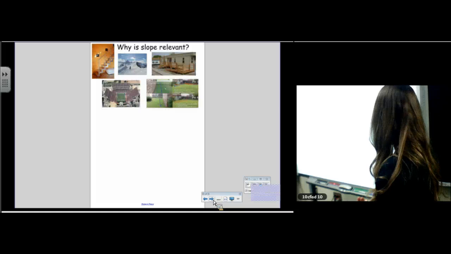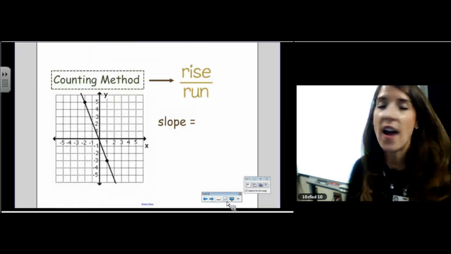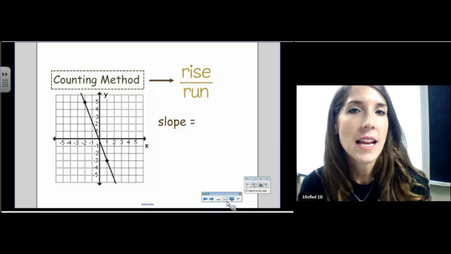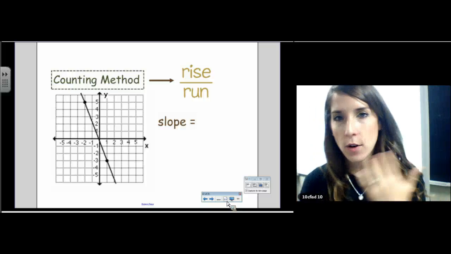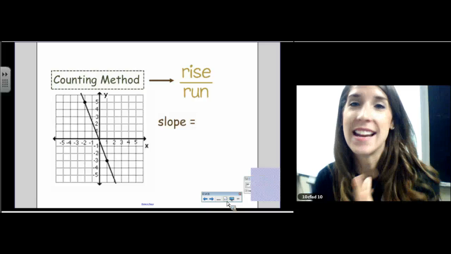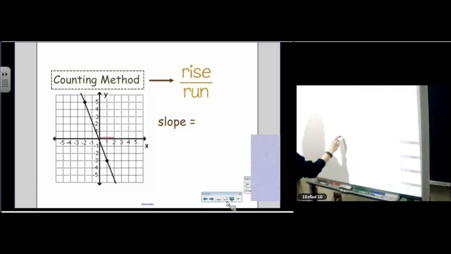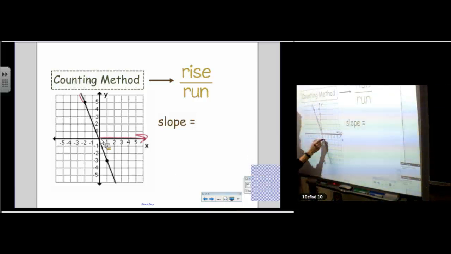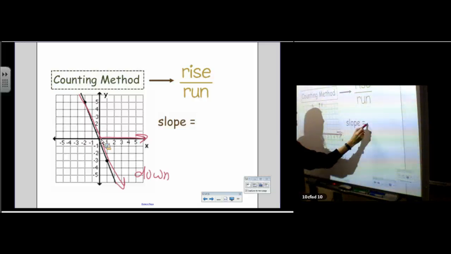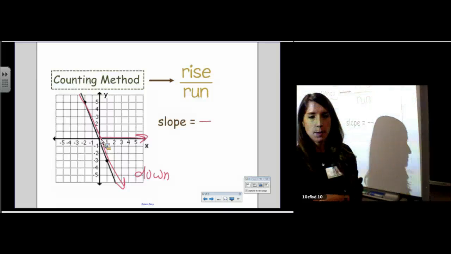Finding the slope. Okay, we're going to skip those slides because we're running out of time. You can find the slope by counting. First of all, we would stare at this line and we would say that this line has what? A positive or a negative slope? Negative, because as x is getting bigger, the line is going down, down, down, down. So we're going to have a negative slope. We know for sure it's going to be negative.